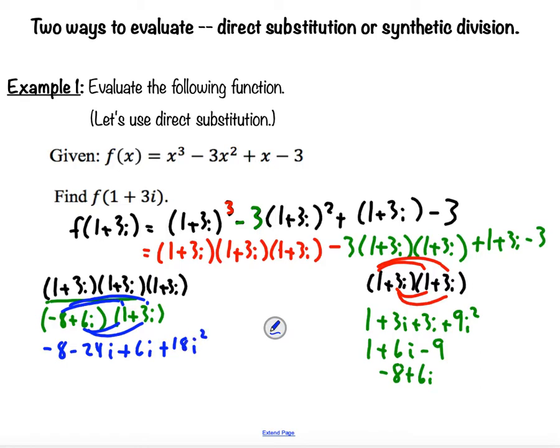Let's go ahead and combine our like terms. That gives us negative 18i. And then remember that i squared has a value of negative 1, so negative 1 times 18 is a negative 18. Combine your negative 8 and your negative 18, you get negative 26.